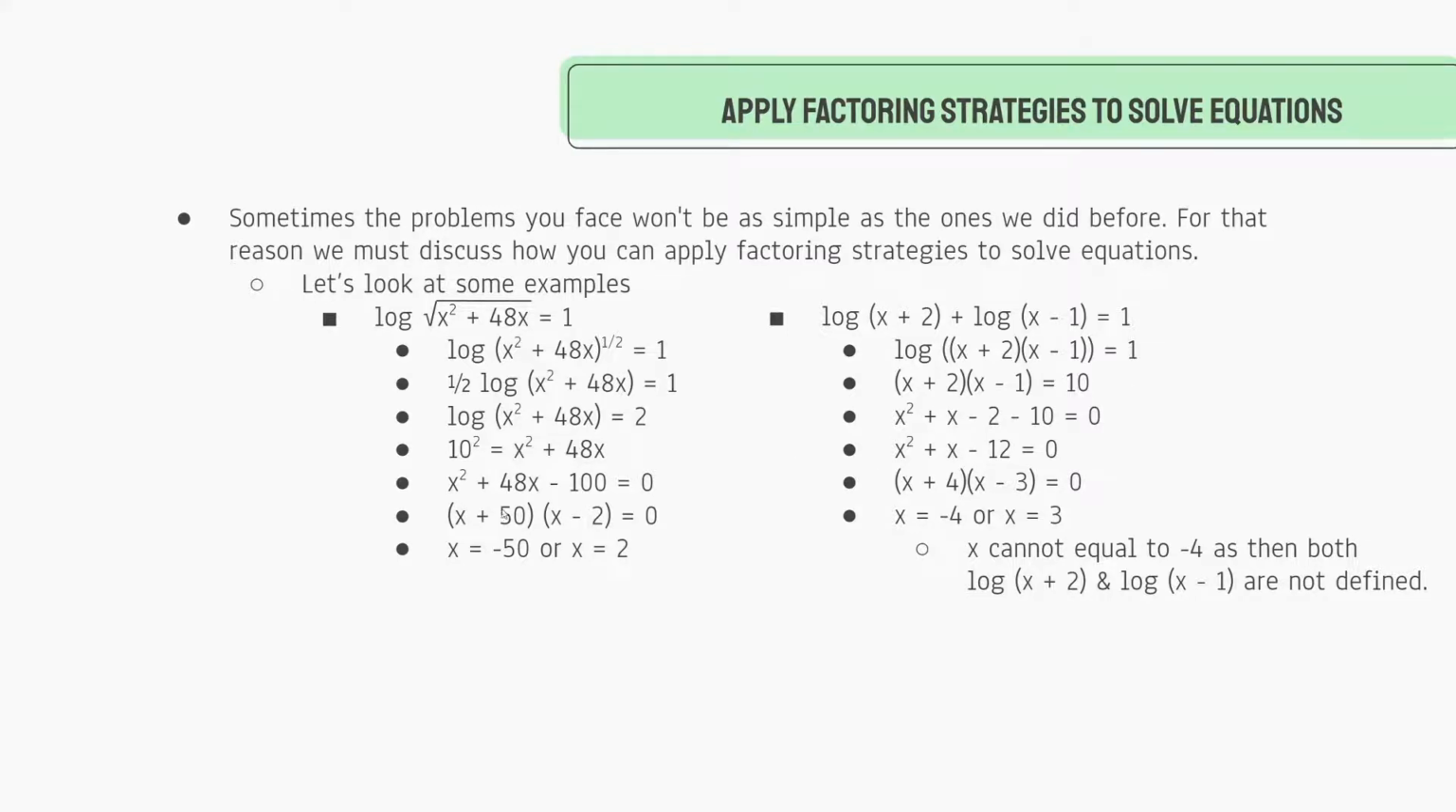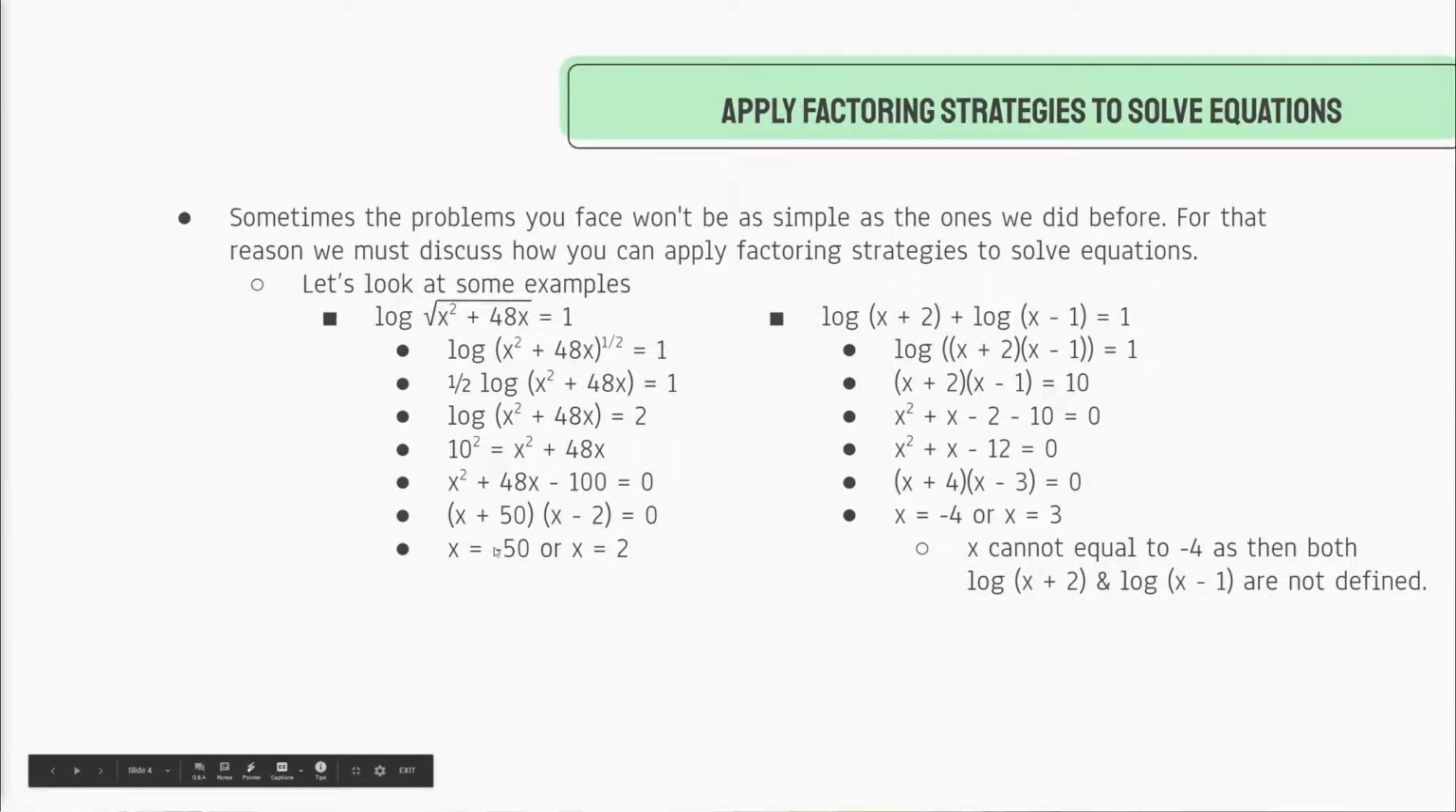The standard form for these types of equations is x minus our values. And so x minus negative 50 is getting us positive 50, and then x minus 2 is getting us the negative 2. Pretty simple. So from here, we figured out that x could equal negative 50 or x is equal to 2.